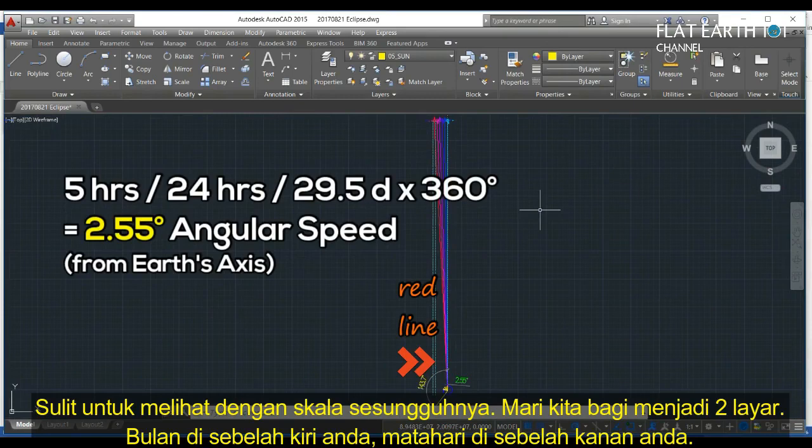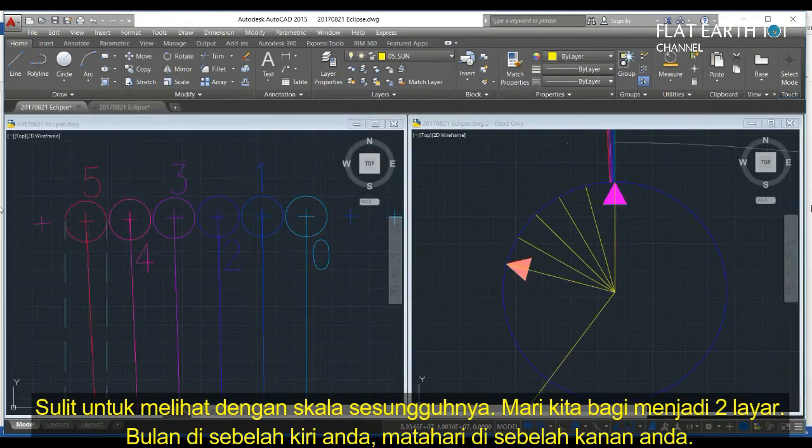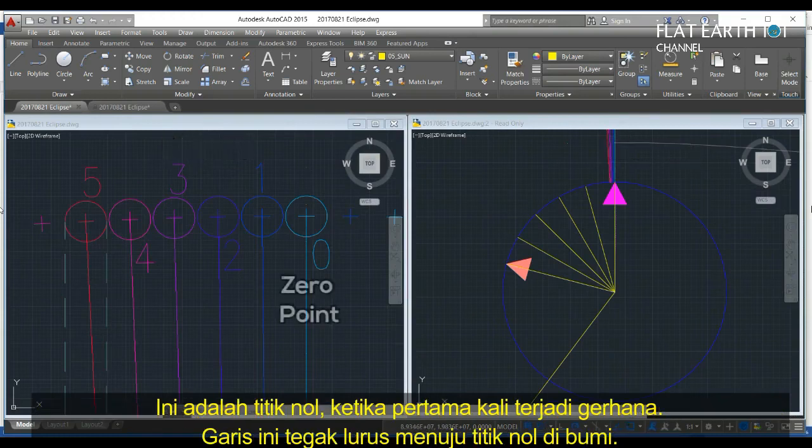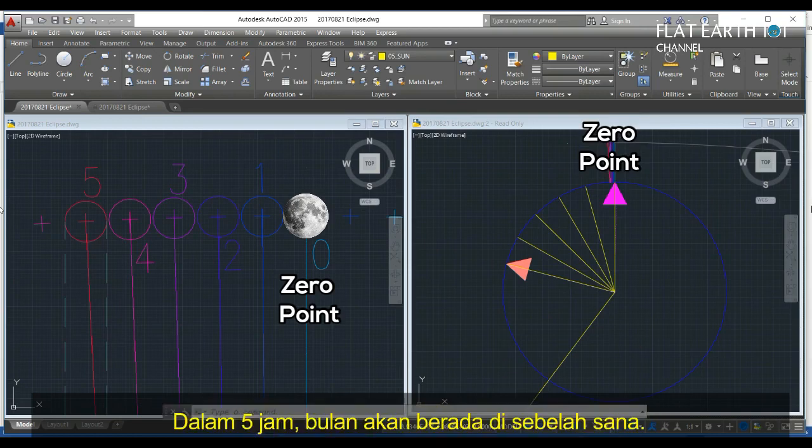It's hard to see at this true scale. Let's split it into 2 screens, the Moon on your left side, the Earth on your right side. This is the 0 point when the first partial eclipse happened. The line goes to 0 point on Earth. In 5 hours, the Moon will be over there.